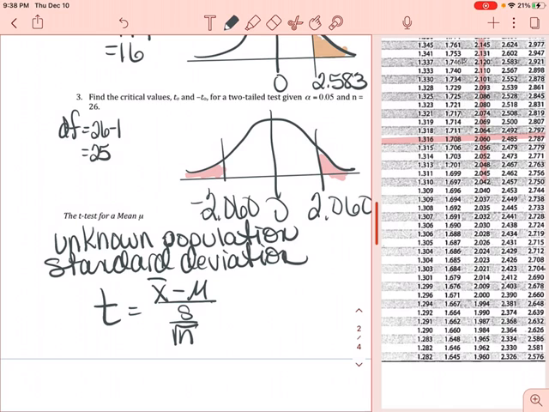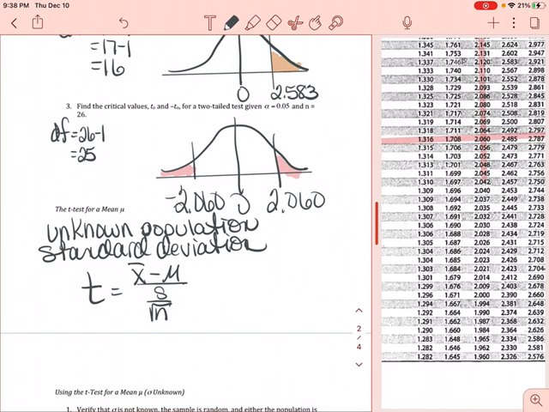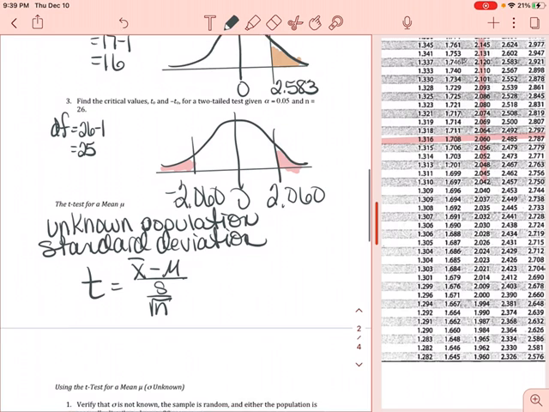So the only difference in the test statistic is we're using S instead of sigma, because we don't know our population standard deviation. We're going to have our sample standard deviation. All right? And again, we have our same conditions. It has to be random. Population has to be normal to begin with. And our sample size has to be over 30. Okay? If our population is normal to begin with, we can be less than 30.